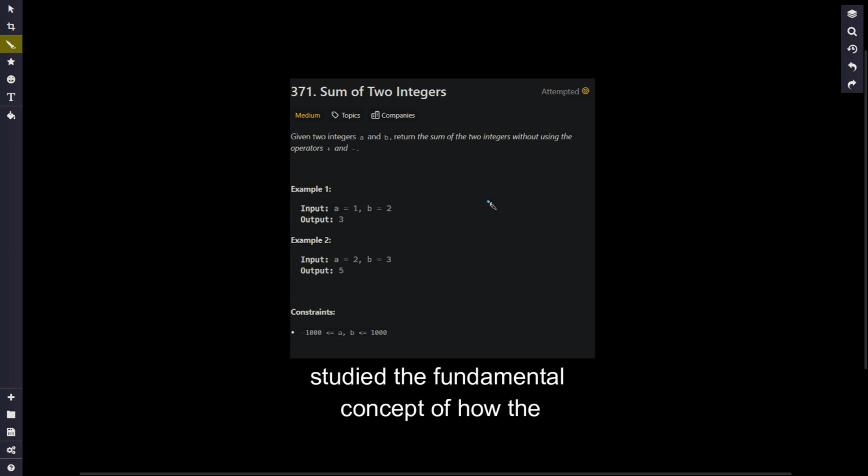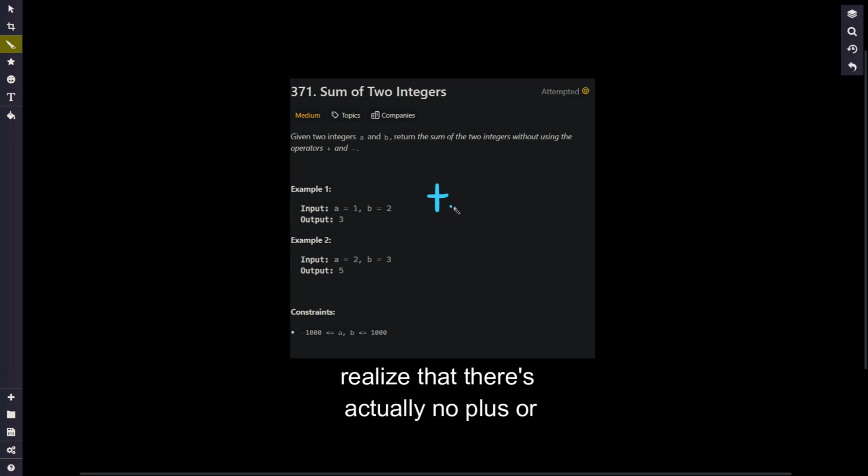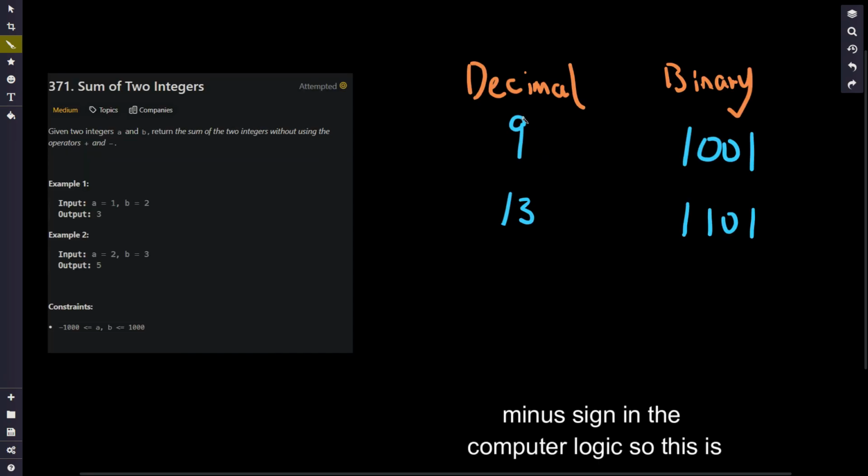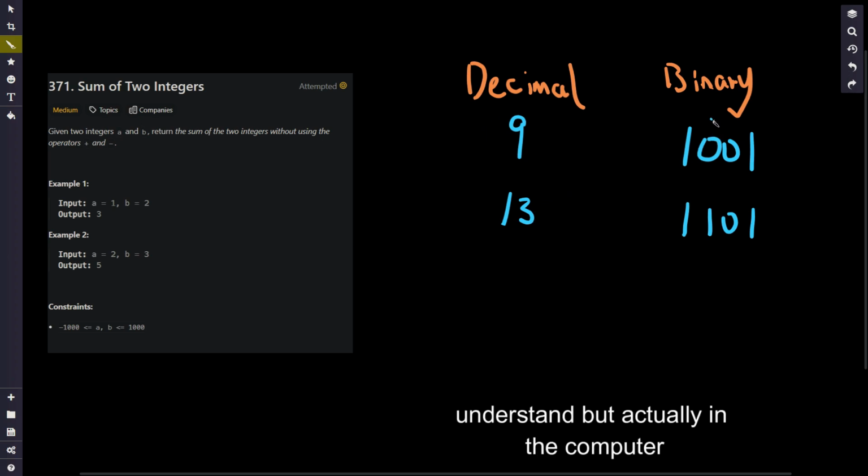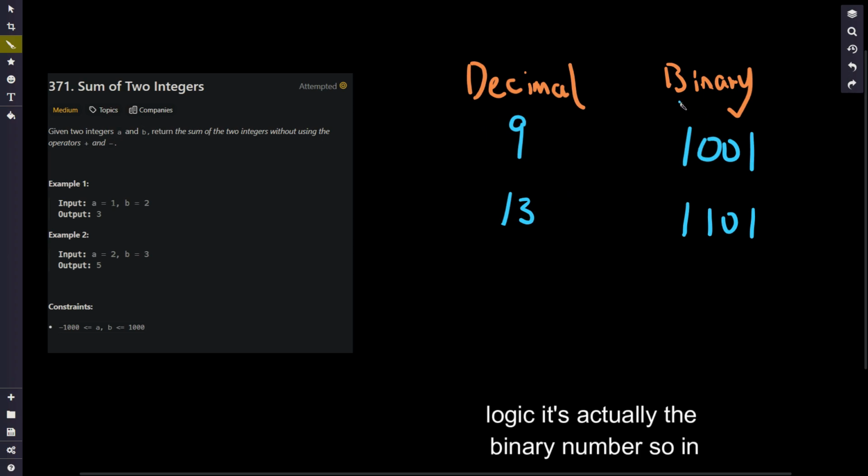If you have ever studied the fundamental concept of how computation works in computer logic, you realize that there's actually no plus or minus sign in the computer logic. So this is the decimal numbers where human beings understand. But actually in the computer logic, it's the binary number.